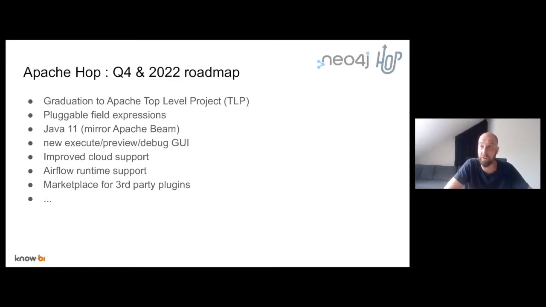We have to upgrade to Java 11. We have to follow Apache Beam there. We need a new dialog to execute, preview, and debug, and improve cloud support. We already have support for AWS, Google Cloud, and Azure, but there's always more that we can add. We want to improve Airflow runtime support, and well, very importantly here is that we want to build a marketplace to allow third-party developers to easily make their plugins available. We already have a number of external plugins, but they need to be made more accessible.